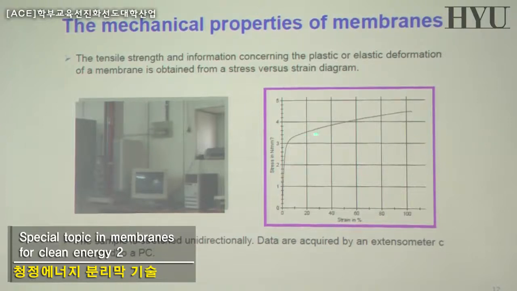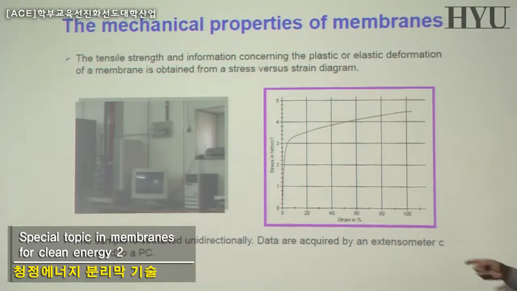This is a typical example of a membrane sample, and this point is regarded as the breaking point. The strain at this point is called the strain at break, or elongation at break, and this point is called the stress at break. And you see this inflection point. This point is called the yield point, and this is the yield stress, or yield strength, and the elongation at the yield point.